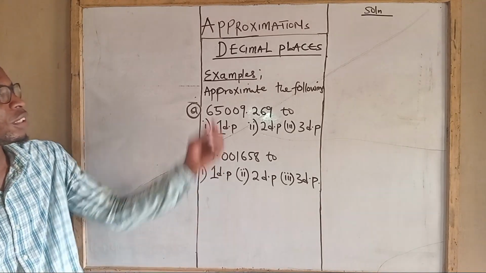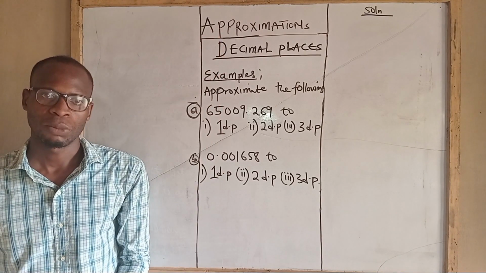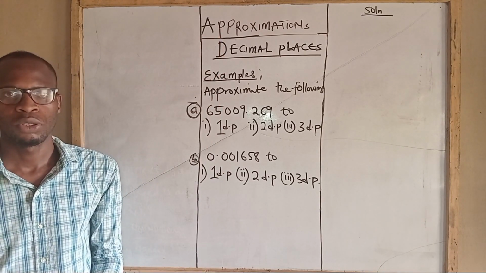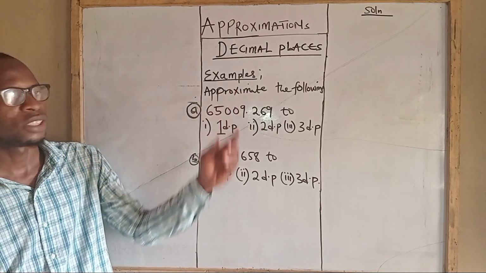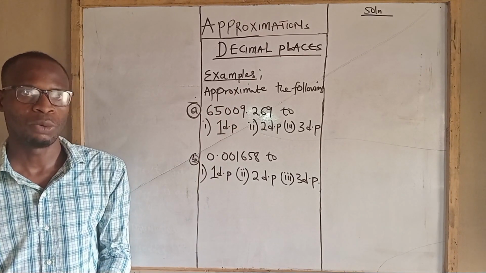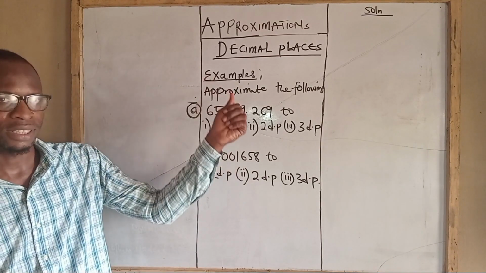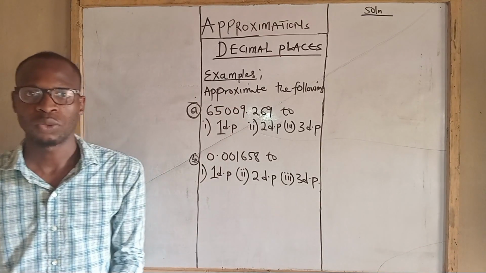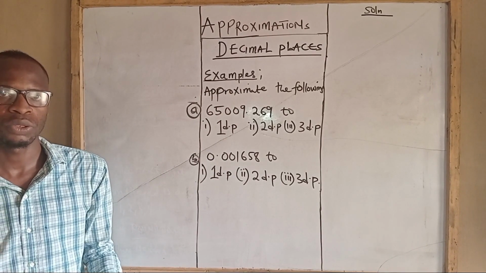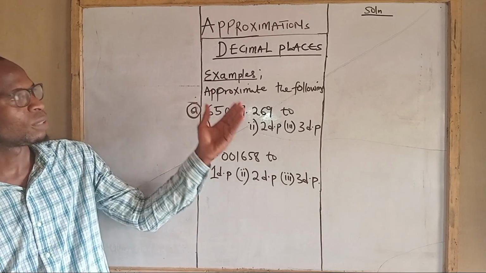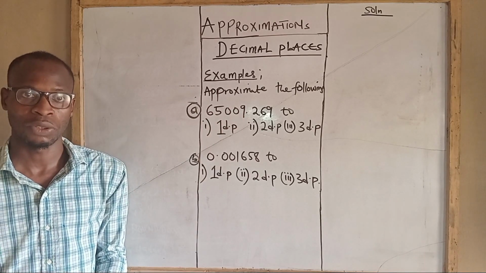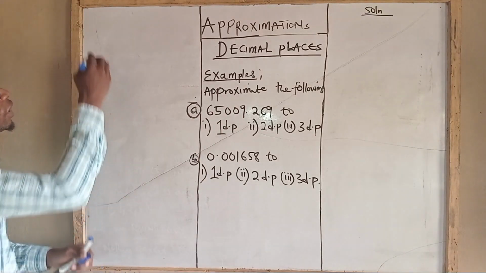Today we'll be looking at approximations. What are approximations? Approximations are working tools used to present most answers in mathematics. It can either be decimal places or significant figures, but today we'll be looking at decimal places. Before I dwell into that, I would like to give some basic terms that will guide us on how to approximate numbers to either decimal places or significant figures. Now, the basic terms are these.